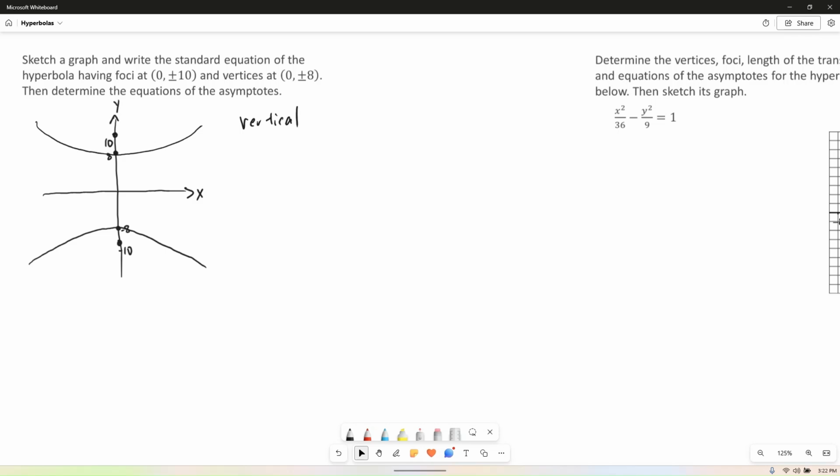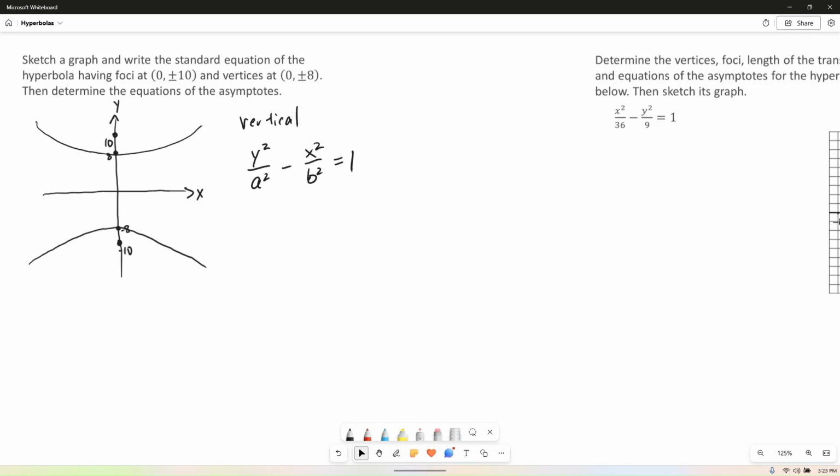Because it's vertical, we're going to have the y fraction minus the x fraction. So we're going to have the standard equation of y squared over a squared minus x squared over b squared, and that's equal to 1. So it looks very similar to an ellipse, but it's a subtraction instead of a plus. Because it's a vertical hyperbola, it's going to be the y fraction minus the x fraction. It's the y that's positive.